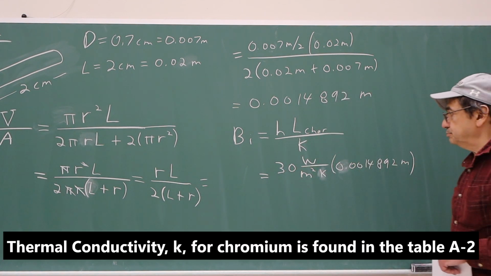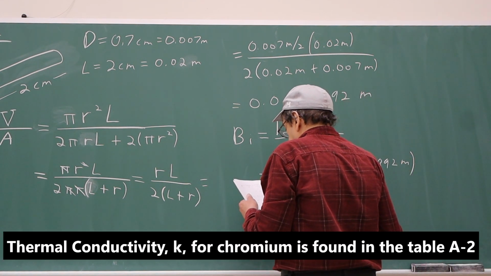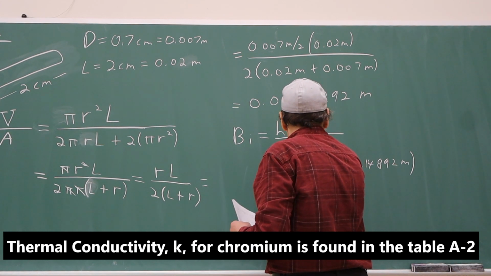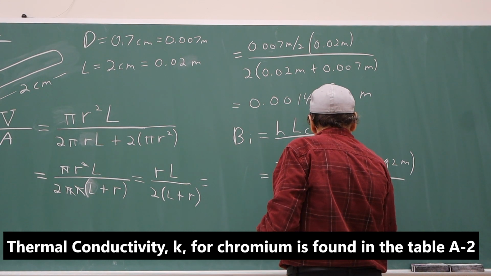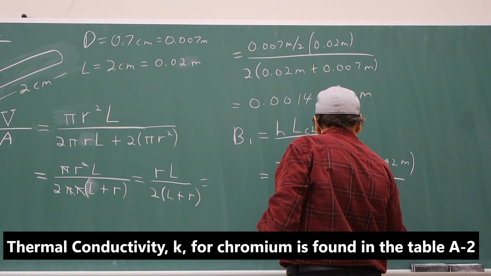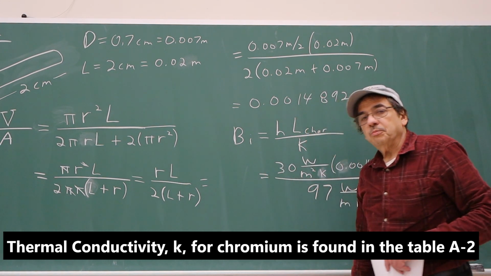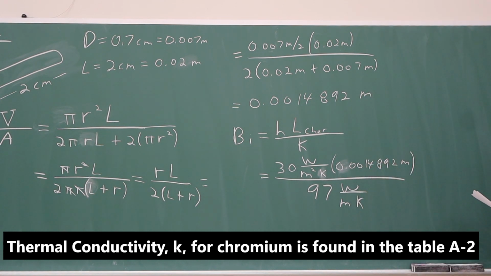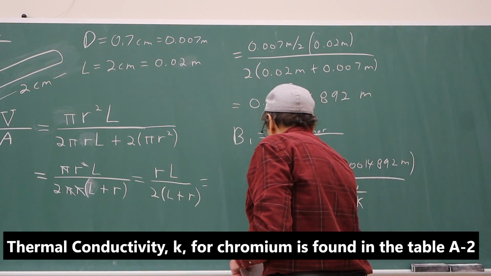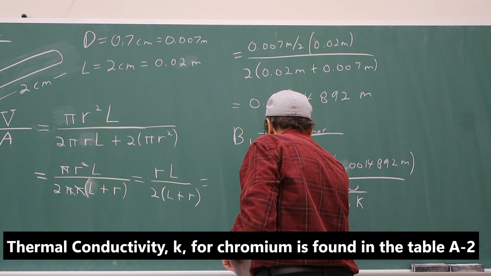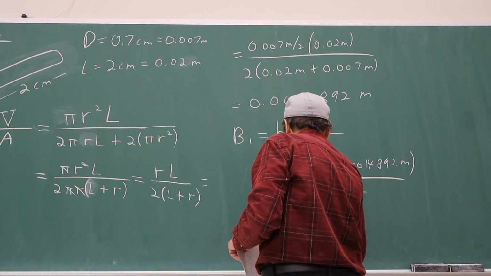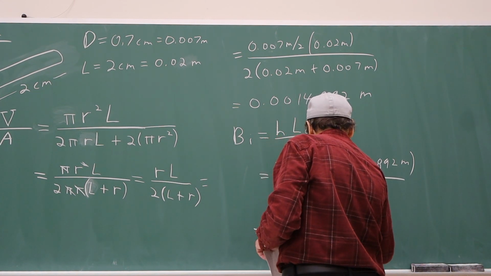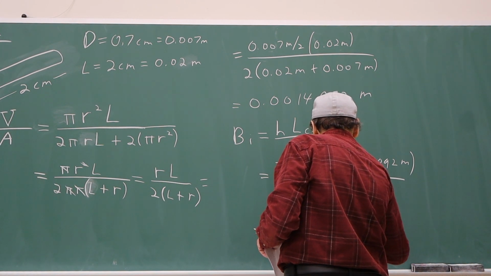Like this. And then K was 97 watts per meter Kelvin, like this. And next we'll put this into our calculator. And when I did that, I got 4.606 times 10 to the minus fourth.